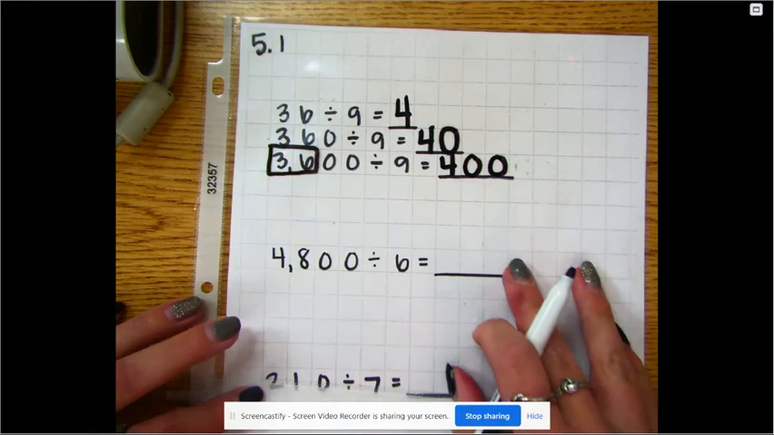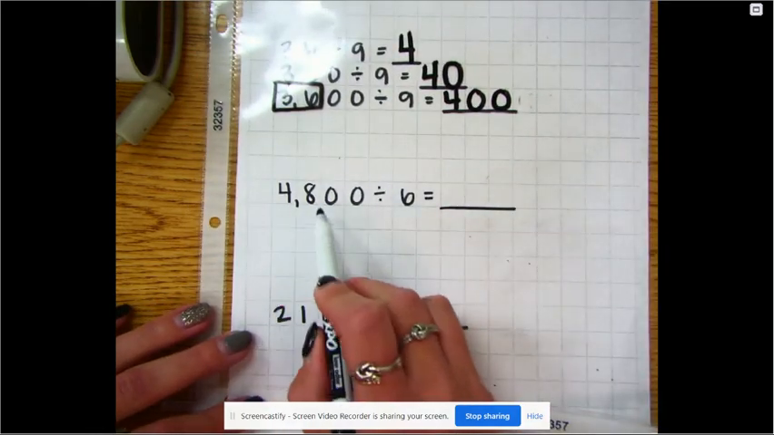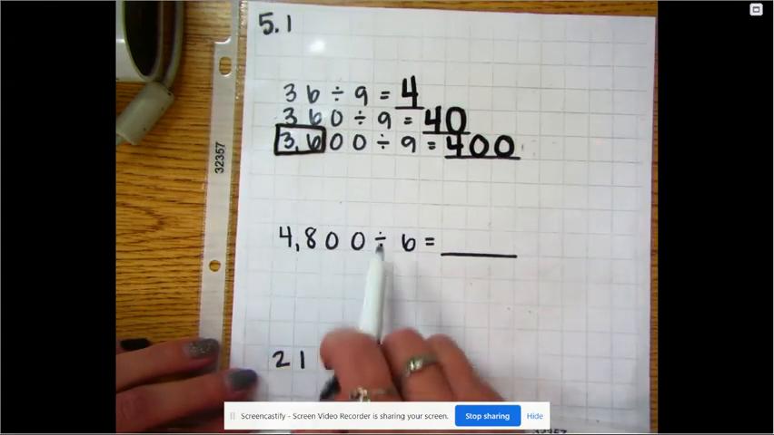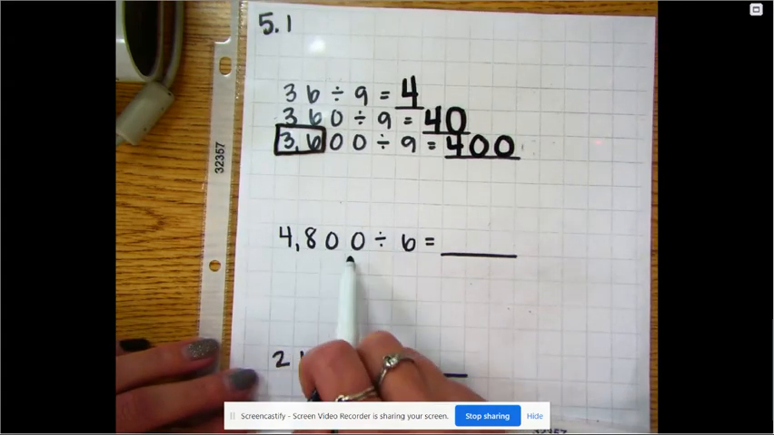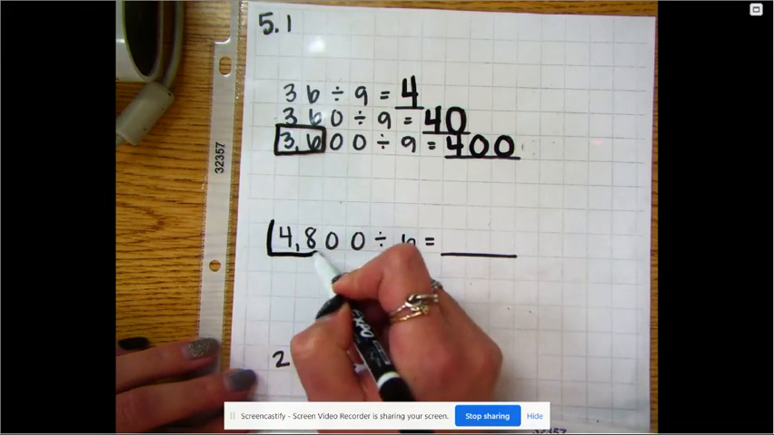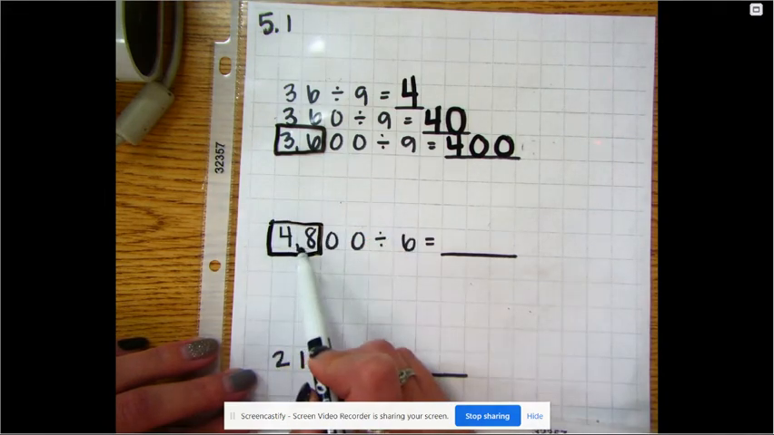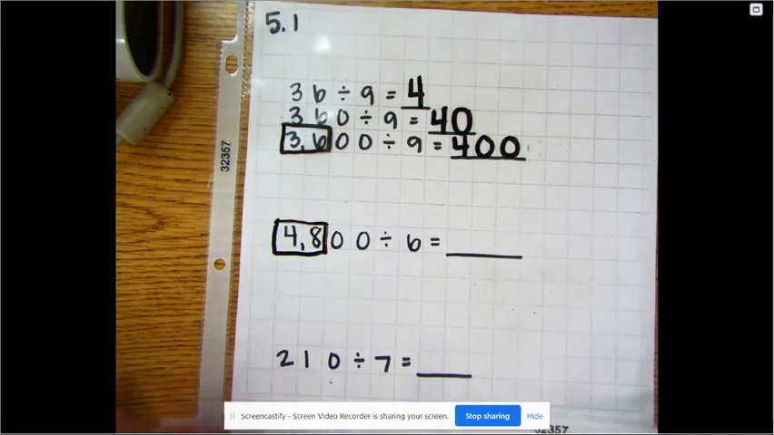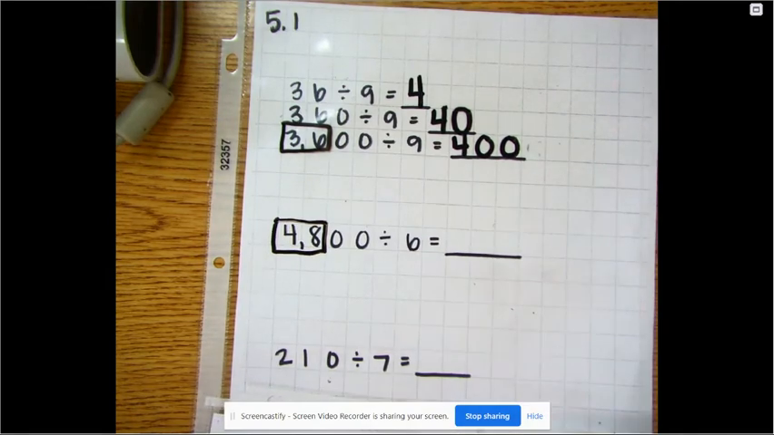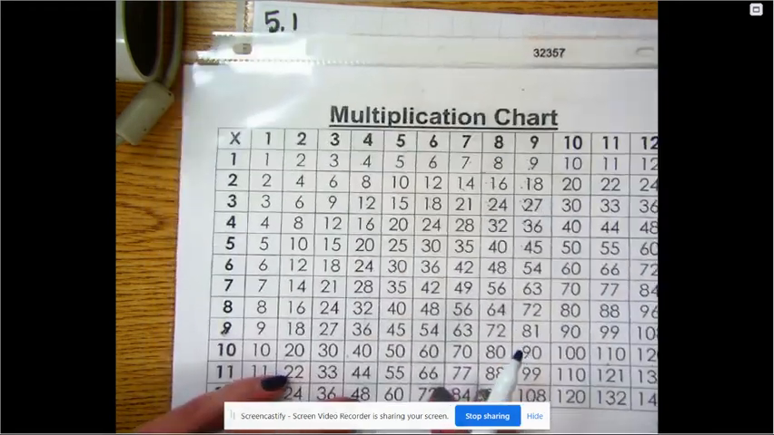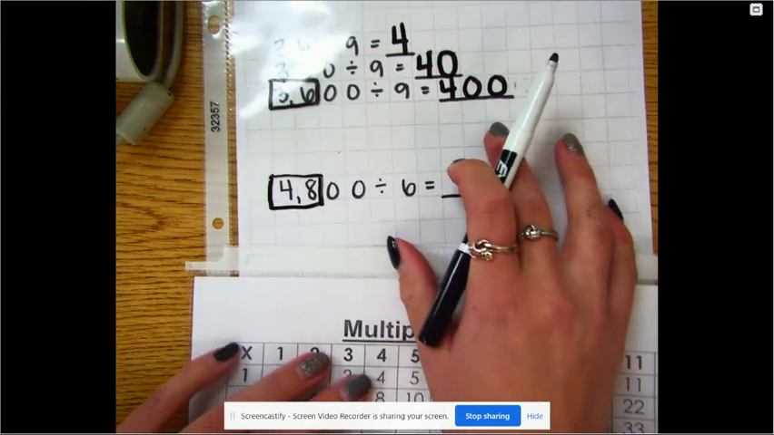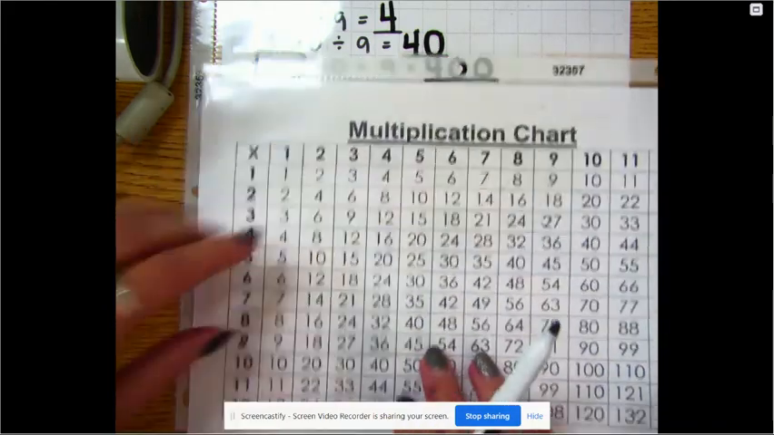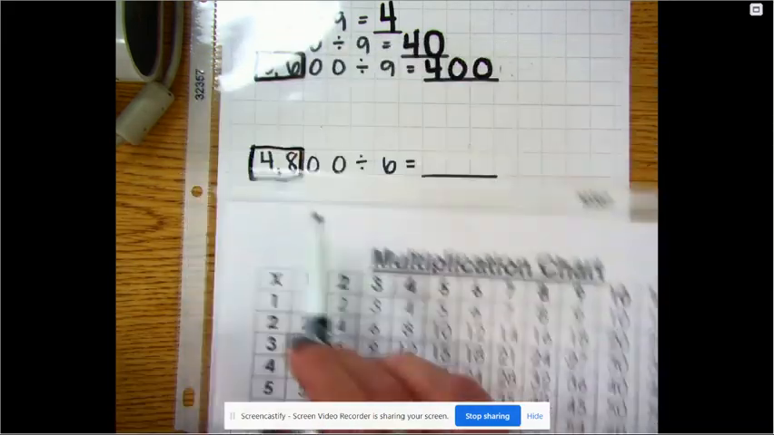Let's try another example. 4,800 divided by 6. On this one, this is very overwhelming. I don't know this off the top of my head, but what I do know is that 48 divided by 6 can be found on my multiplication chart or can be done using my skip counting methods. I'm going to use my chart today. So I'm going to start with my divisor, which is 6, my lower value. And I'm going to go find 48.